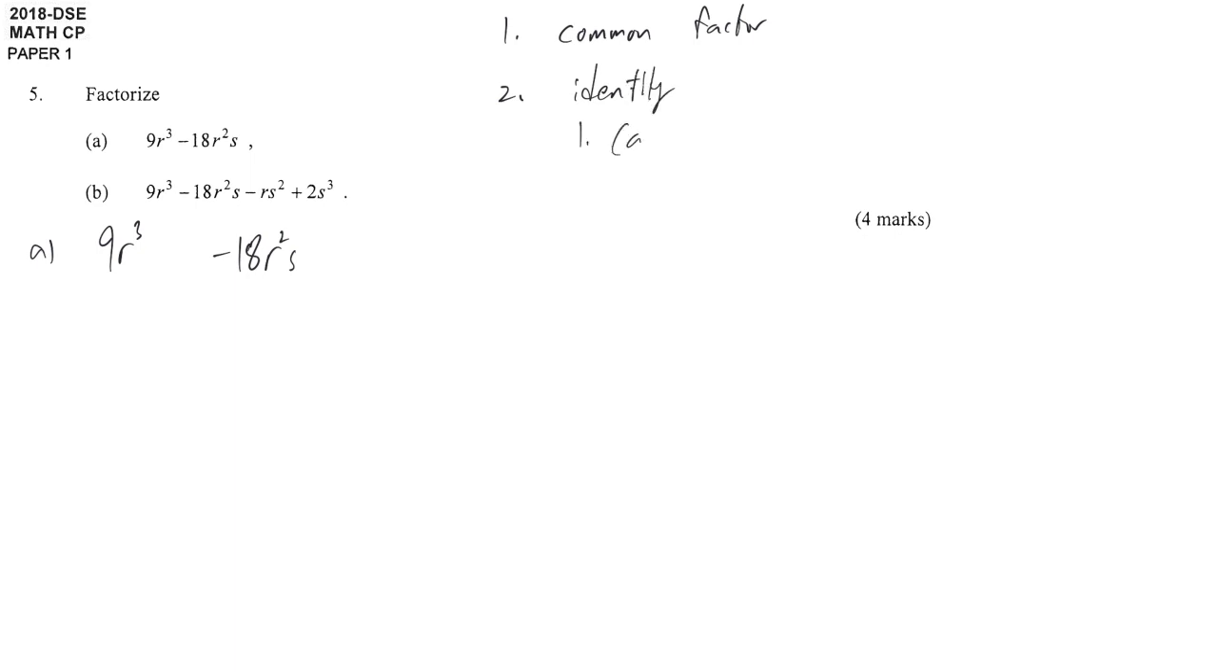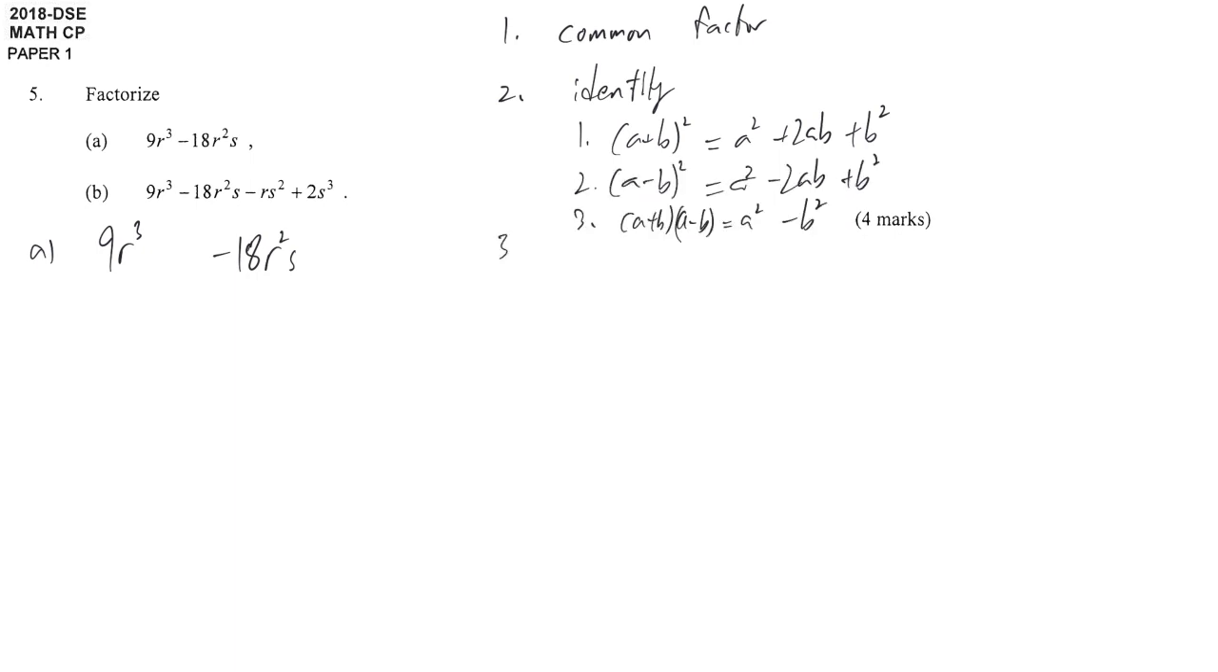like (a plus b) bracket square is equal to a square plus 2ab plus b square. If you find that there are some expression you can express in this format, then you will change it to left hand side format. If you can't use common factor and it is not any form for identity, then you have to use cross method to solve it. And then please look at this question first.